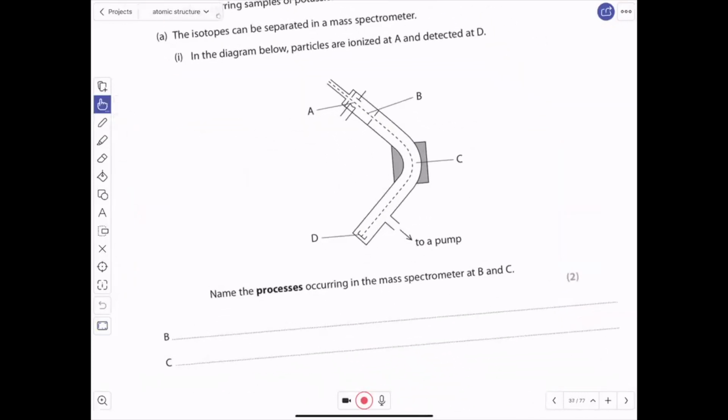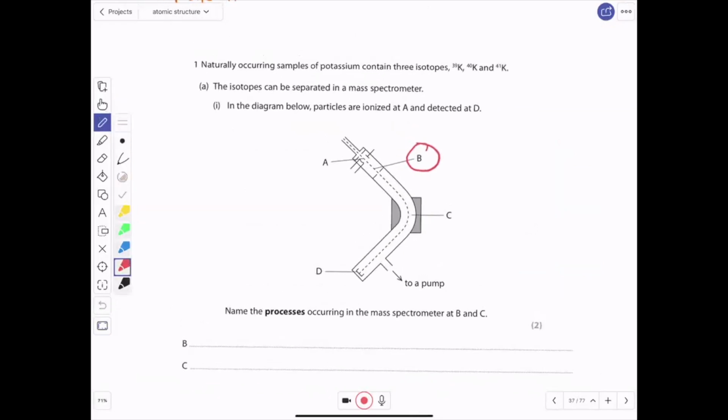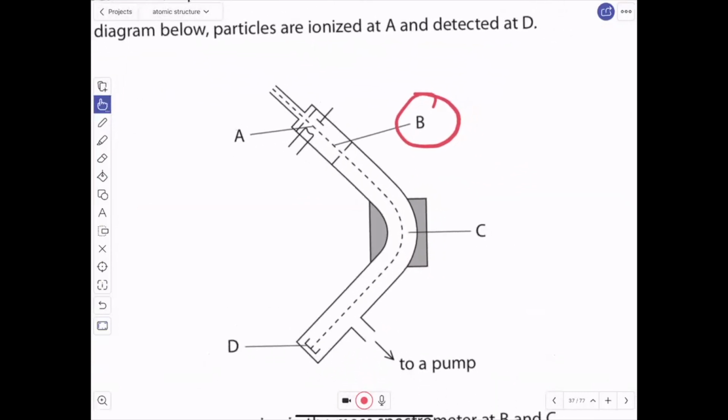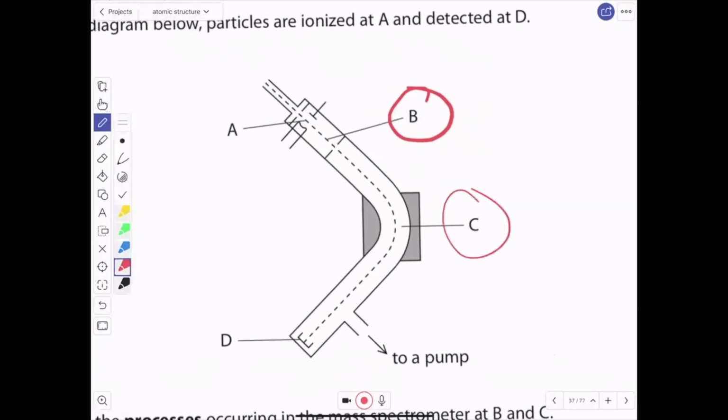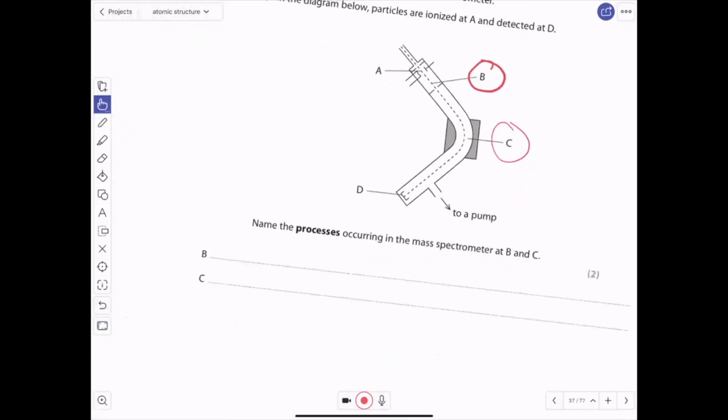Someone asked you here to name the processes at B and C. What do we call what is happening at B? Can you just take a look and tell me what process is happening at B? Acceleration. That is acceleration. What is C called? What event occurs at C? Deflection. Deflected. So you deflect with the magnets here. All right.